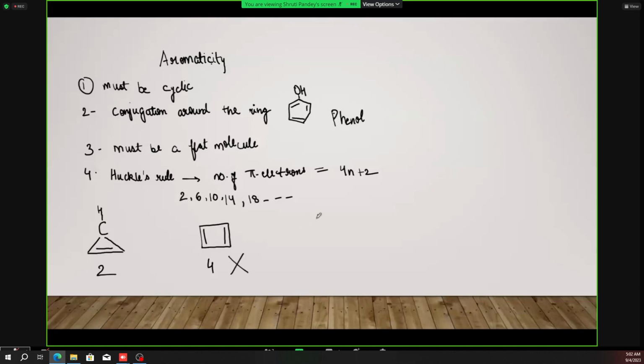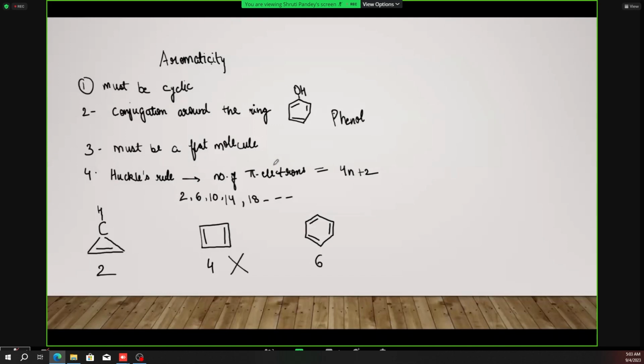Okay. Similarly, when we talk about benzene, you will find benzene everywhere. In the later chapters and topics also, we will see that most aromatic compounds contain benzene. Okay. So if we count the number of pi electrons, we have 3 bonds. So 3 into 2, 6 electrons. 6 pi electrons are taking part. So that means it follows the Huckel rule. Then the first requirement is also satisfied. It is cyclic. Then we have the conjugation around the ring, that is the alternate single and double bonds, and it is a flat molecule.